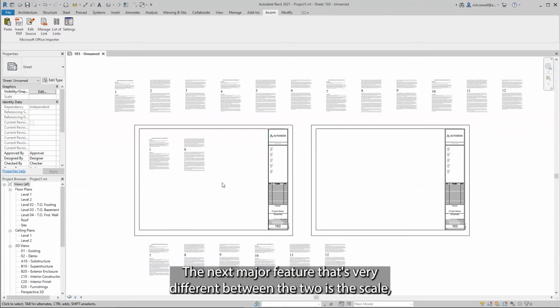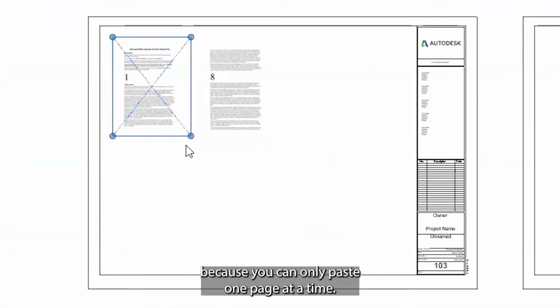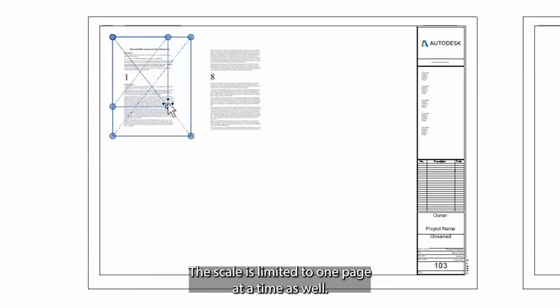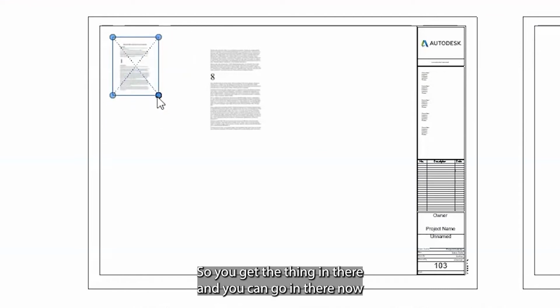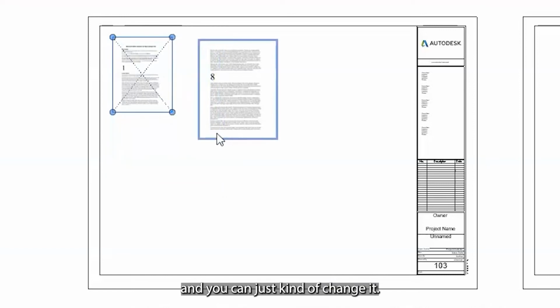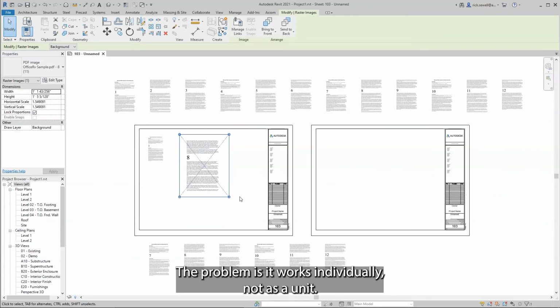The next major feature that's very different between the two is the scale. Because you can only paste one page at a time, the scale is limited to one page at a time as well. So you get the thing in there, and you can go in there now and just kind of change it. And that's not too bad. The problem is it works individually, not as a unit.